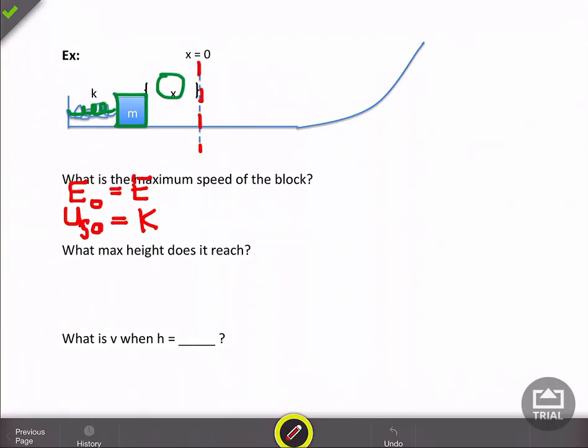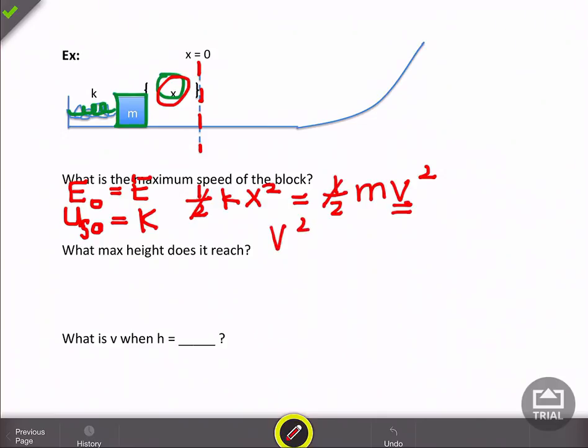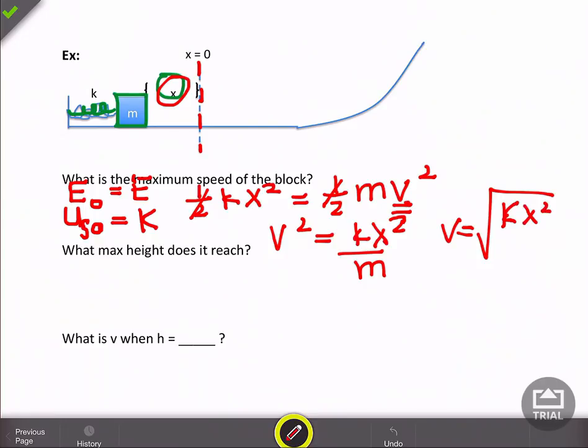And that's going to turn into kinetic energy. Spring potential energy is equal to 1/2 kx squared, x being the distance our spring is compressed right here. And that's going to turn into kinetic energy, 1/2 mv squared. I'm trying to find this maximum speed v. The 1/2 cancel out. So v squared is going to equal kx squared over m, or v equals the square root of kx squared over m. That will be our maximum speed.